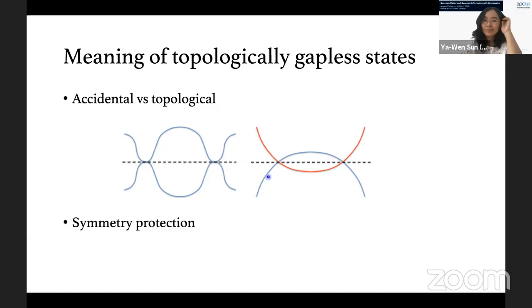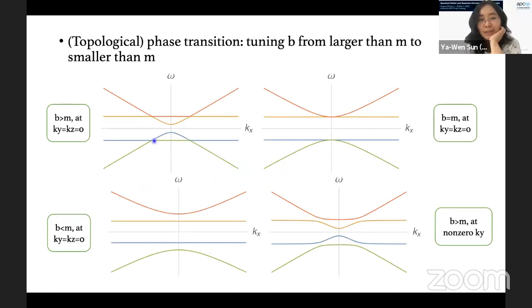And we can see that when we change the two parameters B or M, the system would develop a topological phase transition. When B is larger than M, we have 4 crossing nodes, and when B is equal to M, we have only 2. This is the critical point. So at this critical point, when you perturb more, when you have B smaller than M, the system would become fully gapped. And this figure is for non-zero KY.